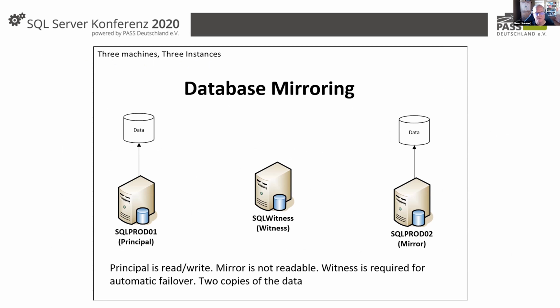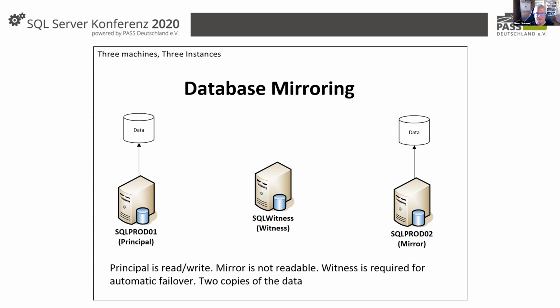So if the principal can't talk to the mirror, it'll ask the witness, hey, can you talk to the mirror? Well, actually, I should reverse that. If the mirror can't talk to the principal, then the witness will also agree, hey, I can't see him either, so let's do an automatic failover from the principal to the mirror. That's how automatic failover works. And it's only required if you want automatic failover. So that's how database mirroring works.